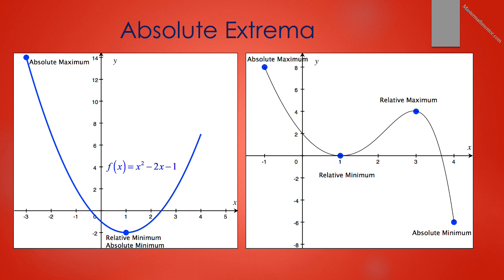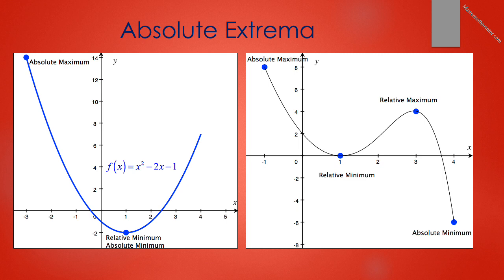A word about semantics. When you are asked to find relative extrema, you are usually concerned with the x value where the relative maximum or relative minimum occurs. For the left-hand graph, we would say that there is a relative minimum at x is equal to 1. But when we are finding absolute extrema, we have to be careful in examining what the question asks. If we are interested in the location of the absolute maximum or minimum, we are interested in the x value. But if we are interested in the absolute maximum or minimum value of a function, then we're interested in the y value.